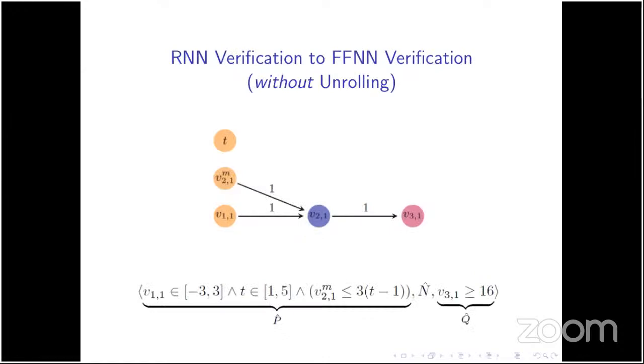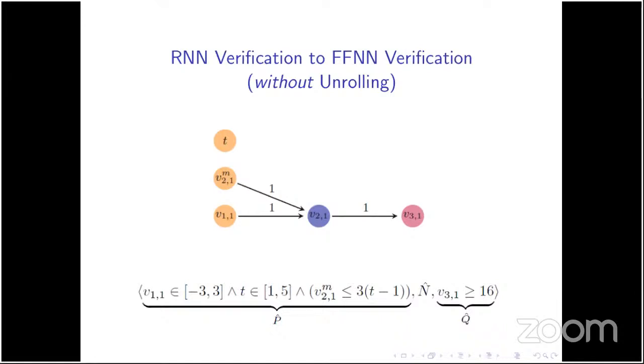So this is once again transforming the problem of RNN verification into feed-forward neural network verification, but without unrolling. As you can see, we have added this T neuron here, and there's a V21 memory neuron which has been added to the input layer. The transition looks normal here, but even if the neuron was in a deeper layer, there would have been a transition from the input to the deeper layer. So this is what the network looks like, and then what does your verification query look like? Your verification query looks like what has been shown below.